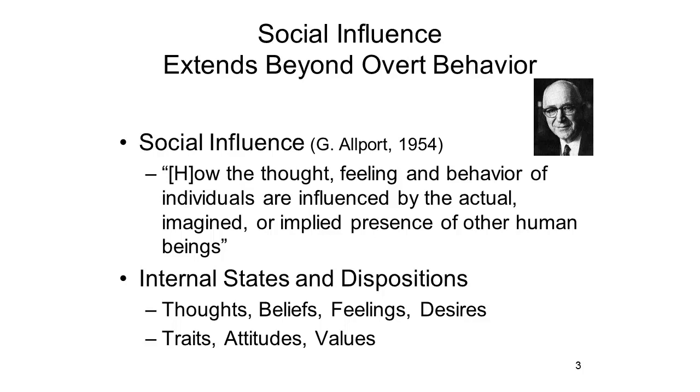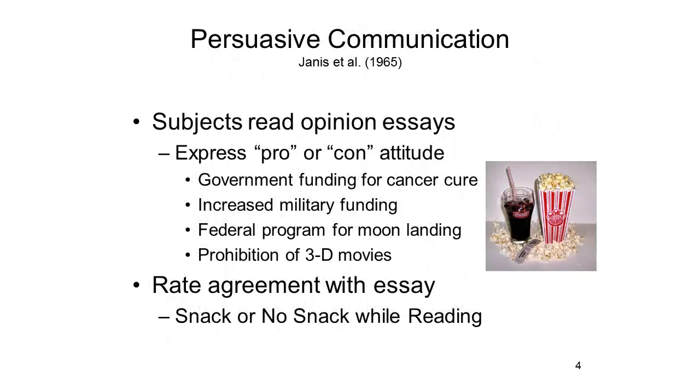So in this first portion of the lecture, we want to look at how the social environment, the actual, imagined, or implied presence of other human beings and their behavior, affects the individual's internal states and dispositions, his or her thoughts and beliefs and feelings, desires, traits, attitudes, and values. These are the internal states and dispositions that cause people to behave the way they do. For example, there's an extensive social psychological literature on the effects of persuasive communications on attitudes.